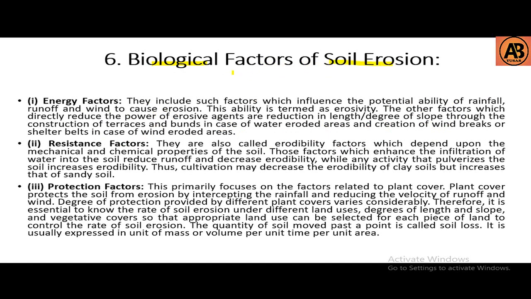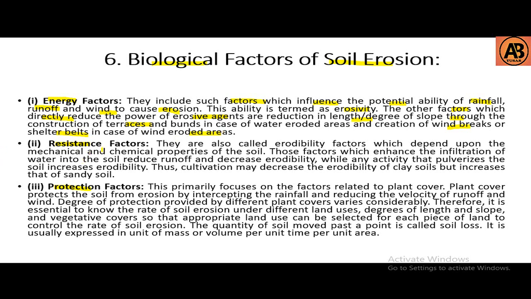And number 6 is biological factors of soil erosion. There are mainly 3 biological factors: energy factors, resistance factors, and protection factors. Energy factors include such factors which influence the potential ability of rainfall, runoff, and wind to cause erosion. This ability is termed erosivity. The other factors which directly reduce the power of erosive agents are reduction in length or degree of slope through the construction of terraces and bunds in the case of water eroded areas, and creation of wind breaks or shelter belts in the case of wind eroded areas.